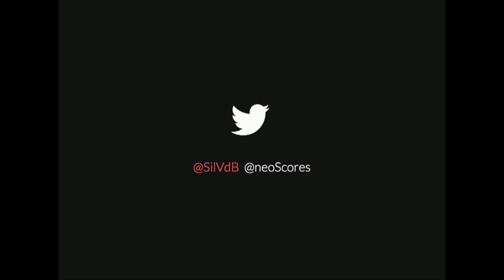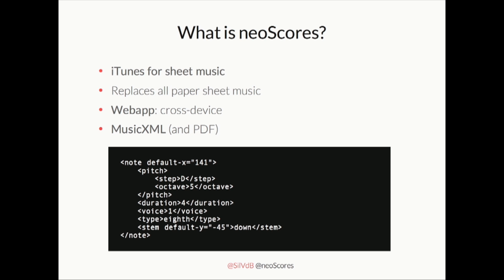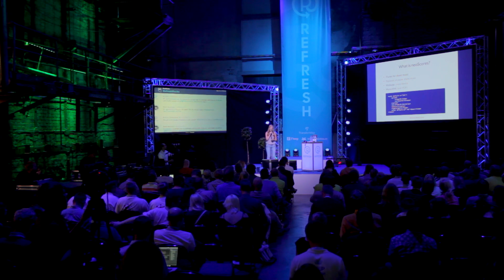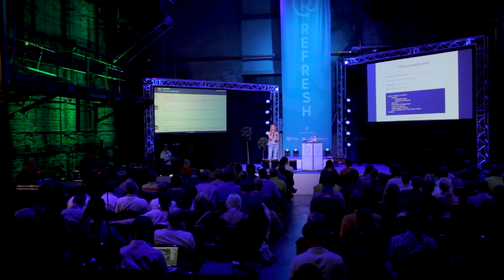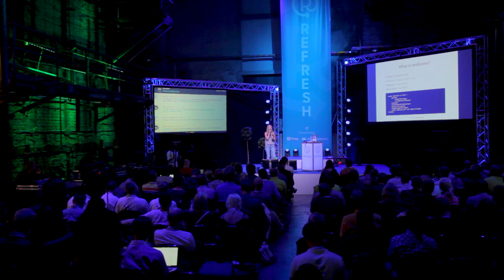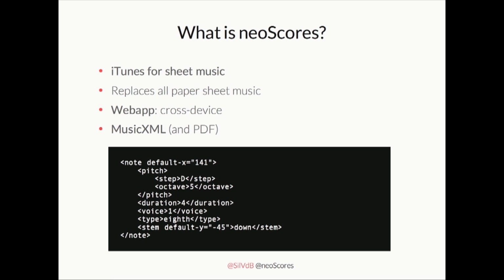So let's get started with a short introduction on neoScores, just to get you filled in on everything. So neoScores is in fact the iTunes for sheet music, or that's what we aspire to be. At the moment we have a sheet music reader, so that musicians can take their sheet music on stage with them on their tablets, or they can even use big screens if they want to, because it's a web app that works on all kinds of devices. We are also building a shop at the moment, so that musicians can also buy new sheet music through the shop and immediately use it in neoScores.